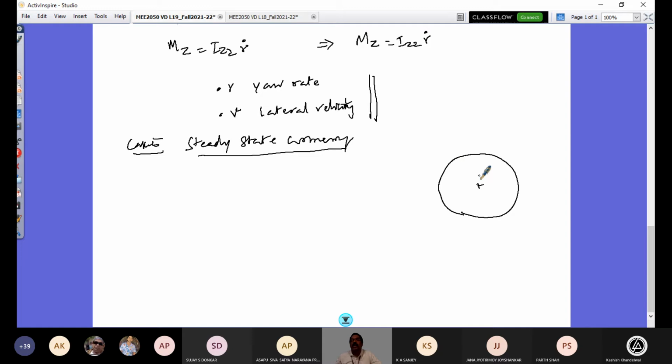So when U is constant and R is constant, lateral acceleration also is constant, and the time derivatives are going to be zeros. That means V dot is going to be 0, R dot is going to be 0. Just a minute, please hold on. R dot is equal to 0. Your equation would be only one equation, Fy is equal to M R V, and Mz is equal to 0. So these are the steady state governing equations.